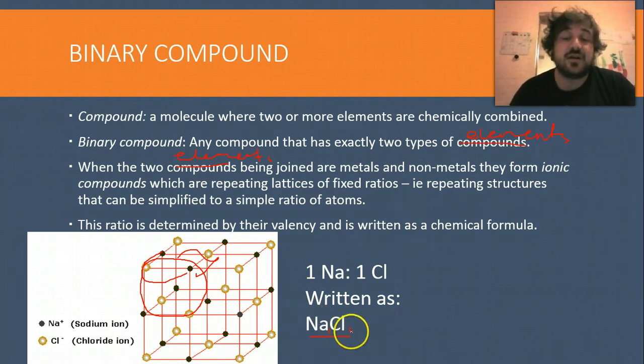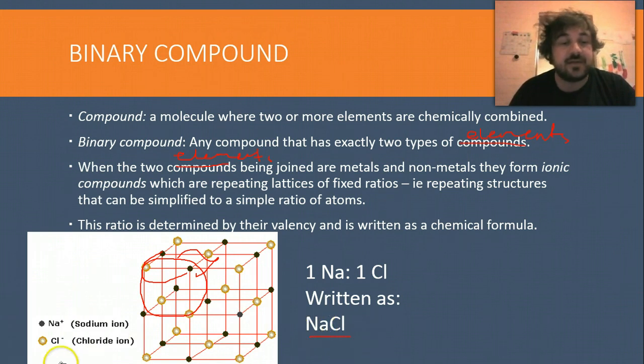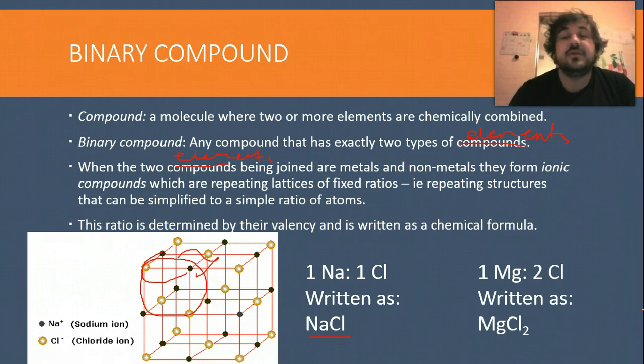You don't need to write the one down here and the one there. That's implied. You only write the number if you have a 2 or 3 or 4 or 7 or 5 million. If it's just a 1, you don't write it down. Now, for example, if we've got magnesium and chlorine, for every magnesium there are 2 chlorines, which means we write it like this: 1 magnesium, 2 chlorines. We write it down the bottom here, what we call subscript: MgCl2.